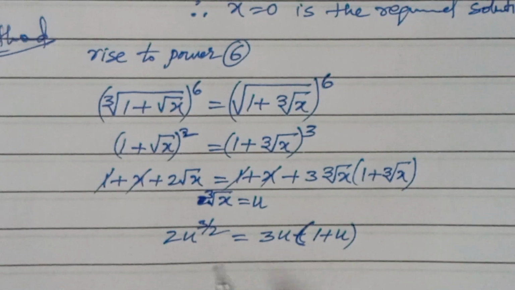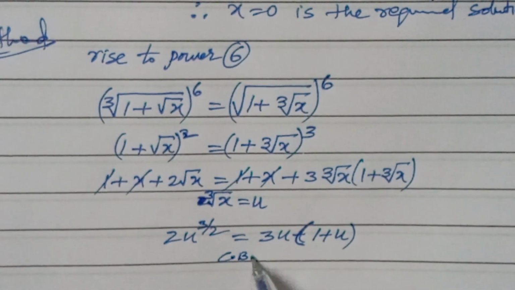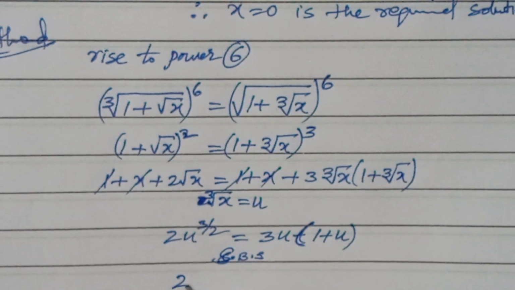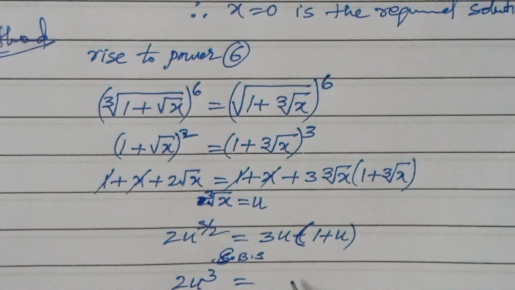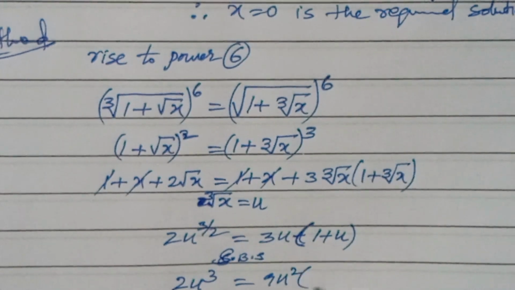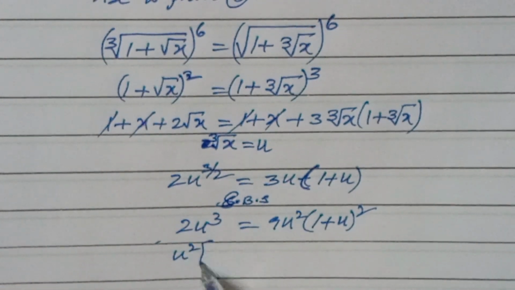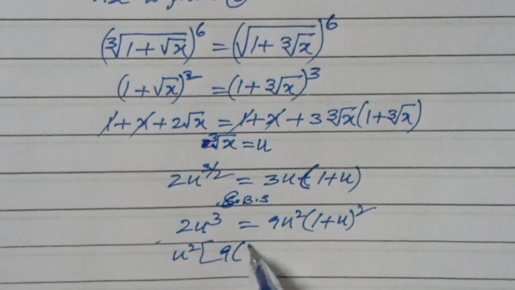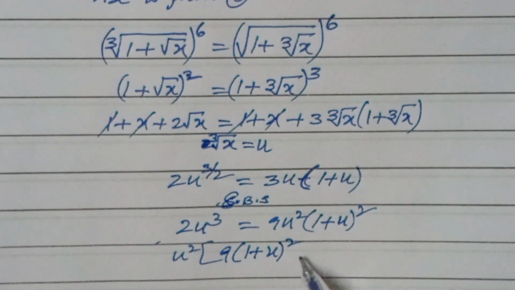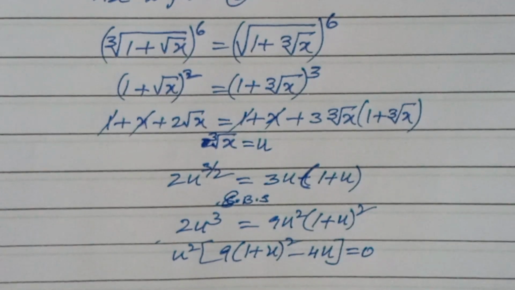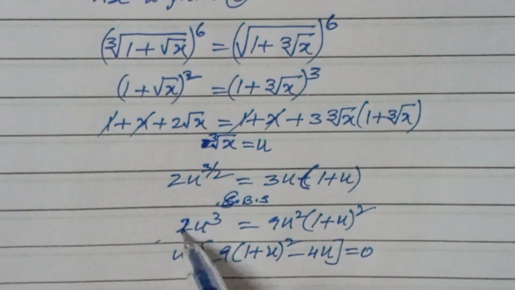Squaring on both sides, 2u cube is equal to 9u square into 1 plus u whole square. So here you can take u square common. 9 into 1 plus u square minus 4u equal to 0. So here we'll get 4u cube.